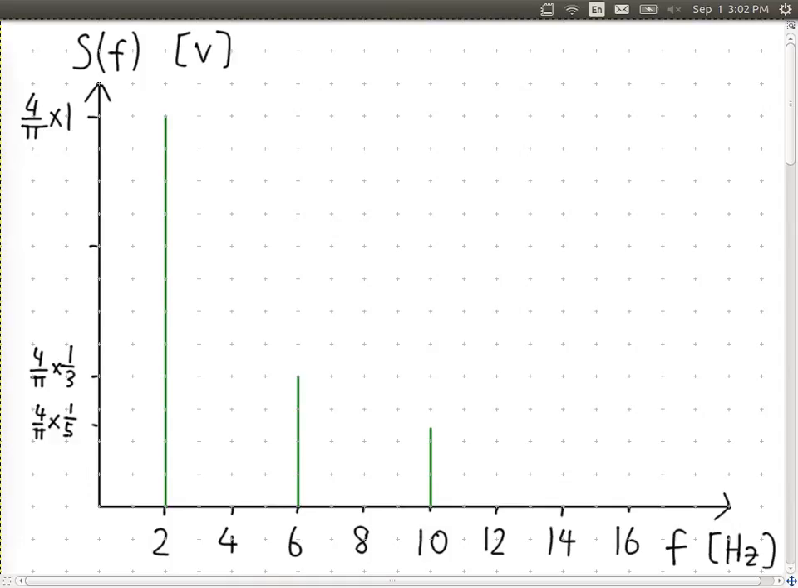Given this plot, this was the plot of our third signal, S3. What's the spectrum of the signal? Remember, the spectrum is the set of frequencies of each component. So the spectrum is 2, 6, and 10. It's easy to read from the plot. What is the bandwidth? It's the difference between the minimum component and the maximum, 8 hertz. So given this plot, it's very easy to determine the bandwidth and the spectrum of the signal.